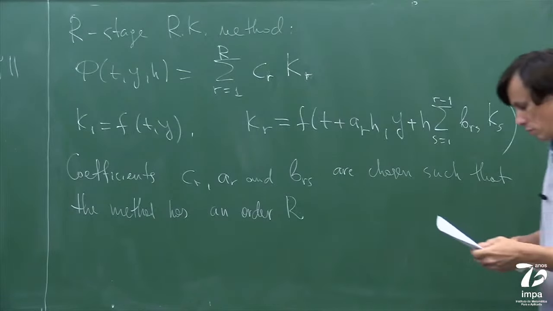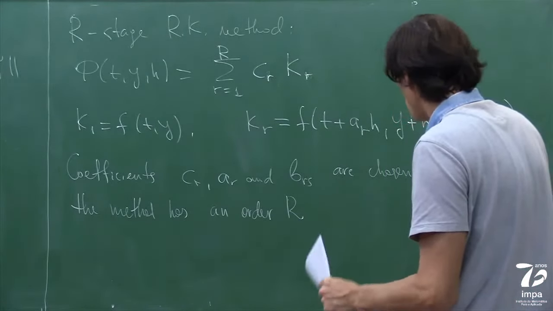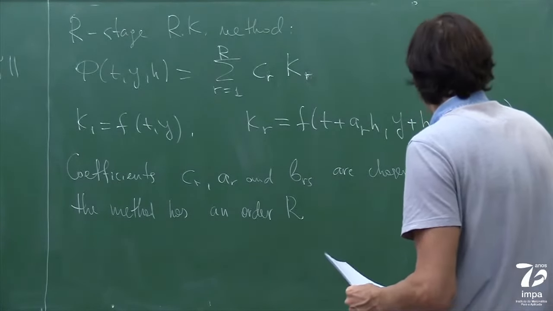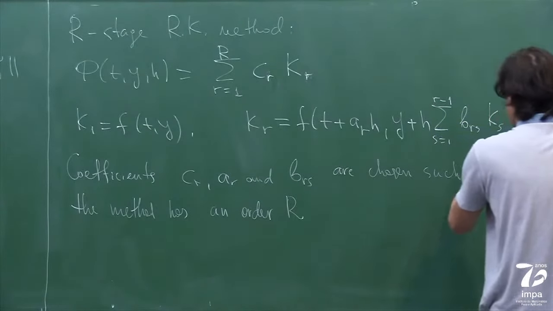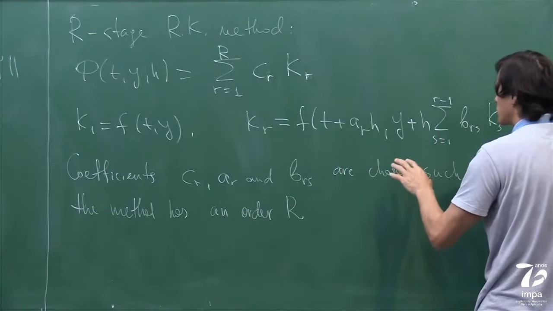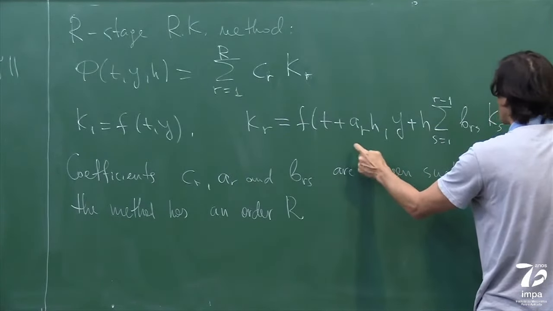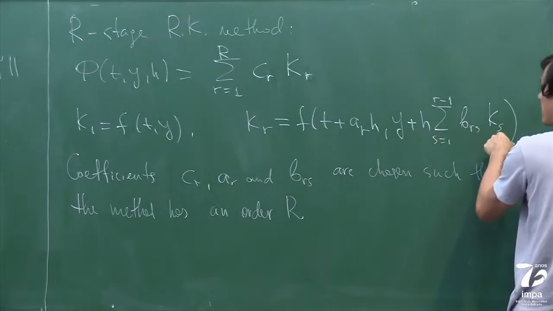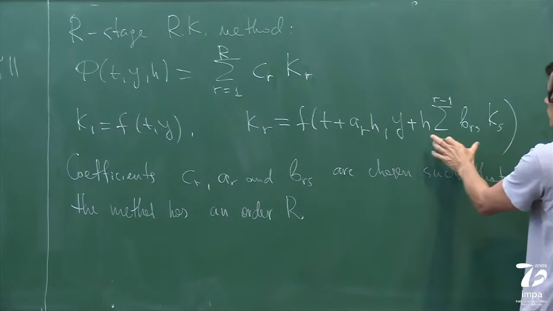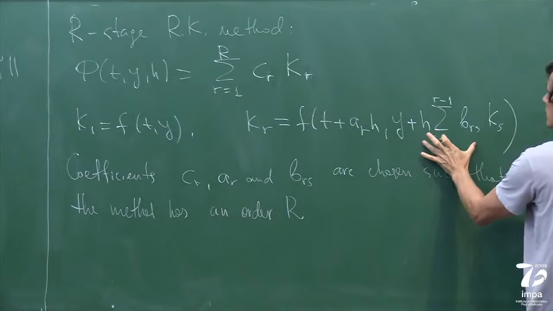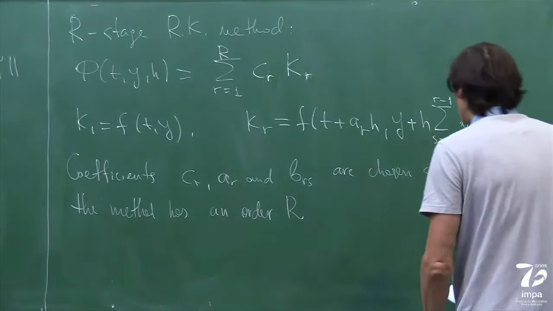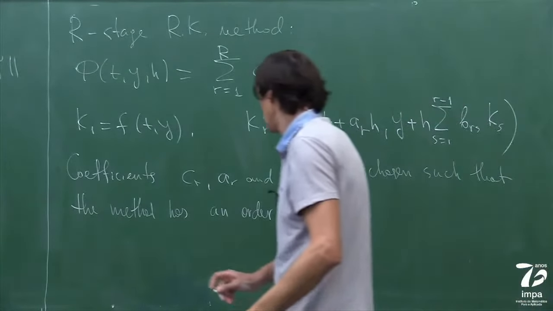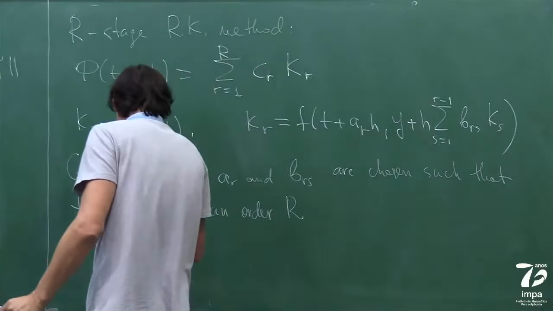Now, first of all, you can already guess a relation between A and B, which we can prove. A gives you a fraction of the step, and K is always a function. So H should be the same as H times the sum of the B's. The fraction of the step should be the same as the fraction of the step which is multiplied by the function. So in all methods, A_r is just the sum of these.